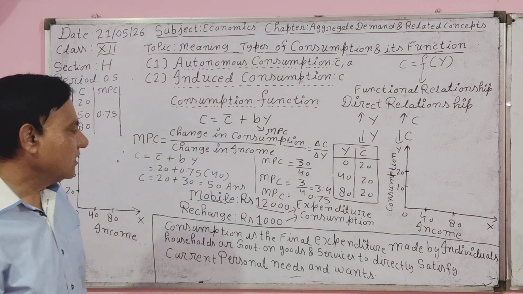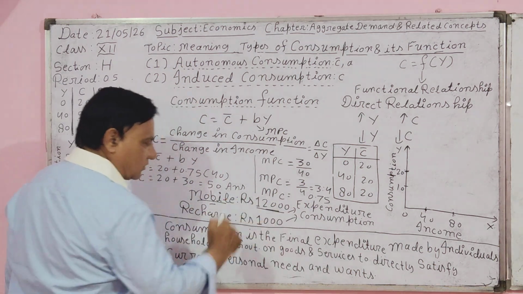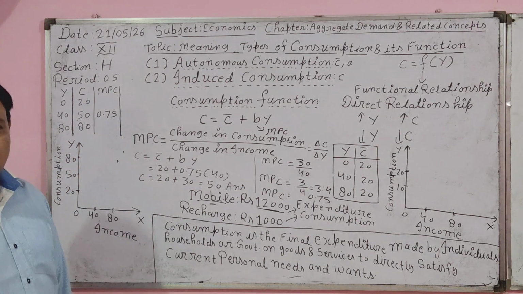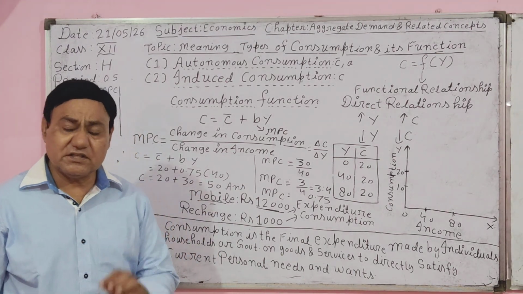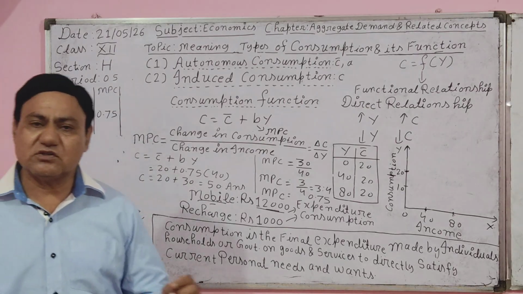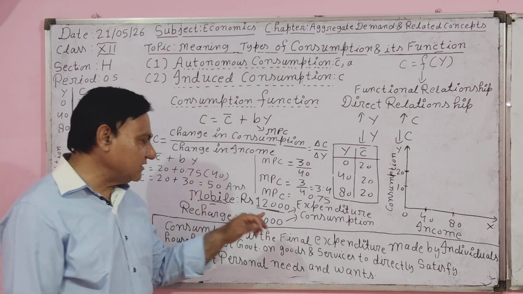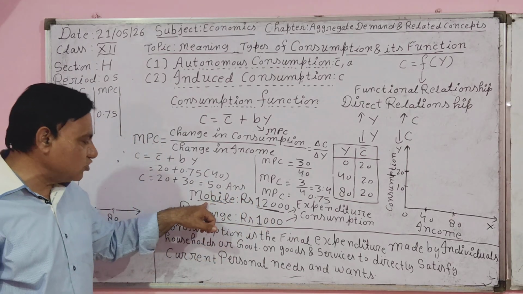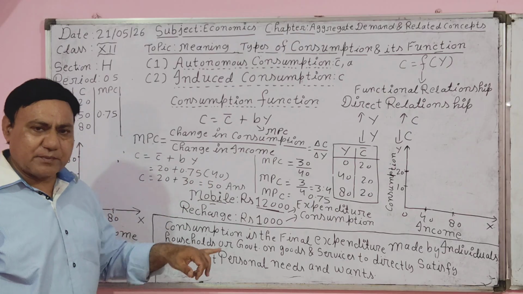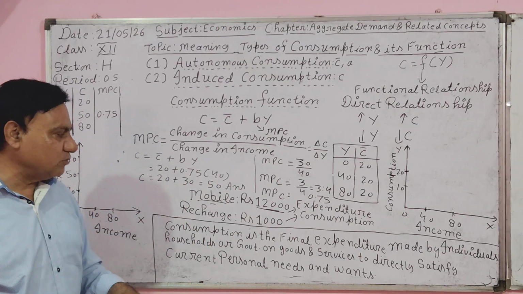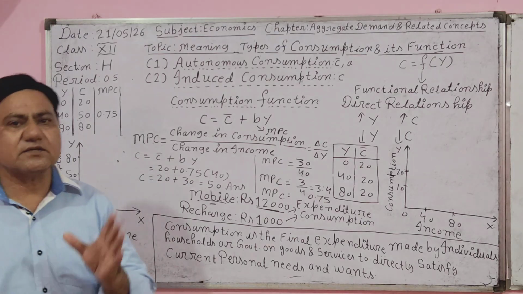For example, a consumer purchased a mobile for rupees 12,000. This 12,000 is the expenditure of the consumer. It is also known as the consumption of the consumer because the consumer spent 12,000 rupees on purchasing a consumer good, that is, a mobile. So the expenditure incurred by the consumer on purchasing a mobile is known as consumption.